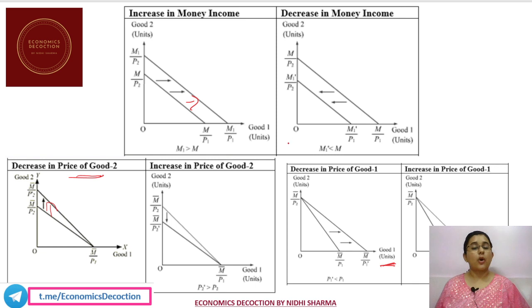Okay, and the opposite case is going to happen when there is an increase in price of good 1. When there is an increase in price of good 1, the budget line is going to swivel in the backward or leftward direction. This shows that the consumer can now purchase less amount of good 1 given his money income level, because good 1 has become expensive. So the affordability of the consumer does not permit him to buy more of good 1 because it has become expensive.